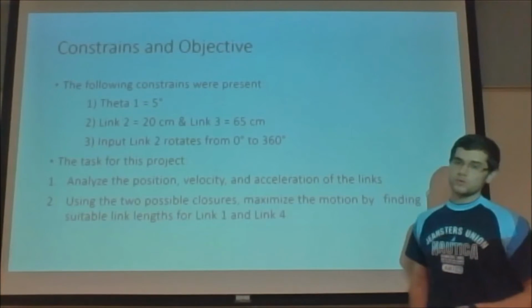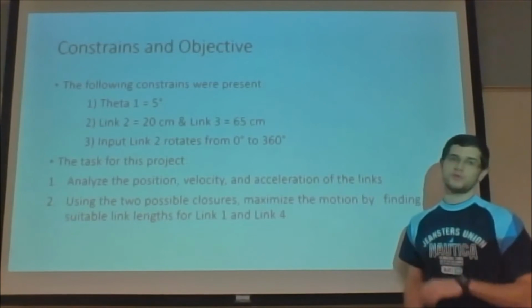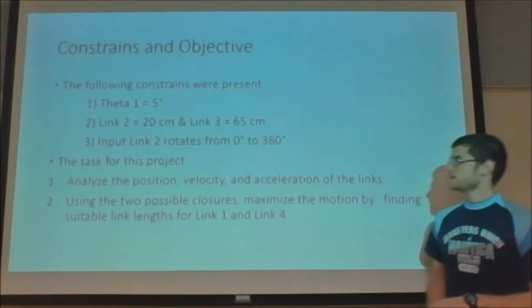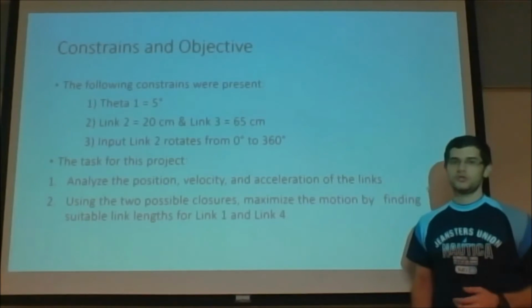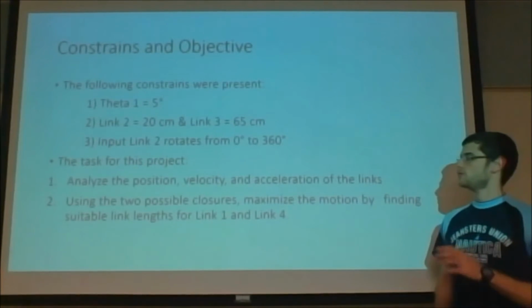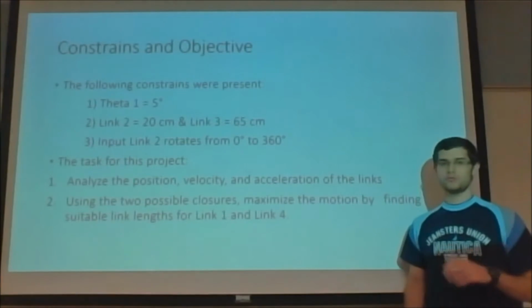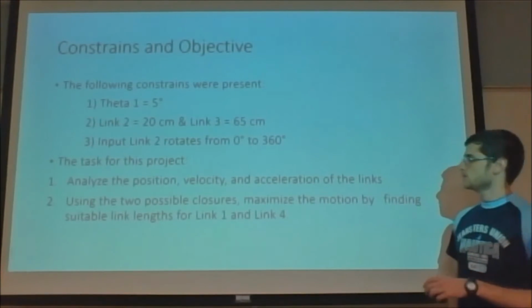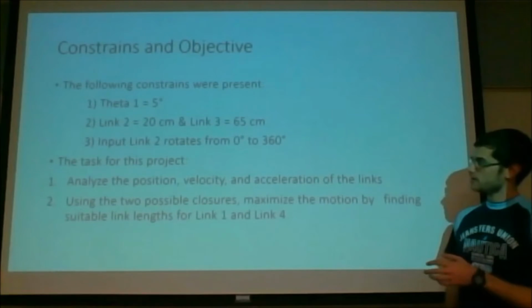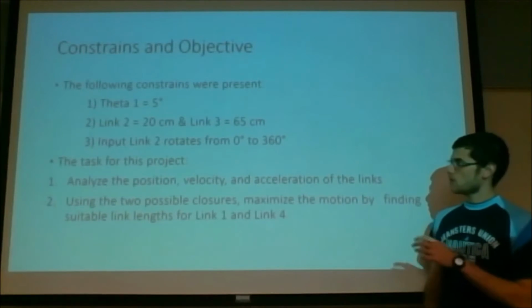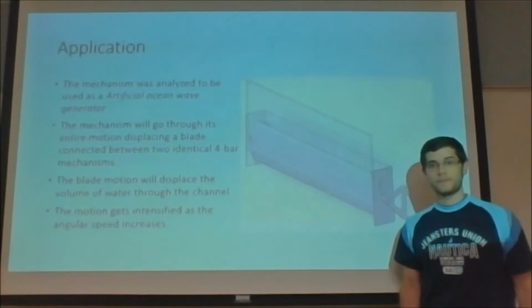The input link 2 is supposed to rotate from 0 to 360 degrees. The task for this project is to analyze the position, velocity, and acceleration of each of the links, and using the two possible closures of this mechanism, obtain and maximize the motion of link 1 and 4.